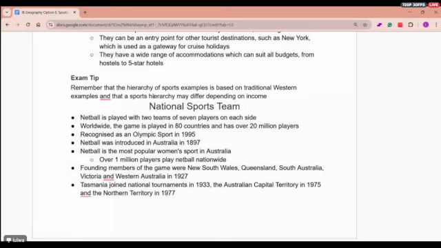However, remember that the hierarchy of a sport is really based on traditional Western examples. So different areas, different parts of the world, different cultures will consider some activities more important or more valuable than others. So it really depends on where you are.